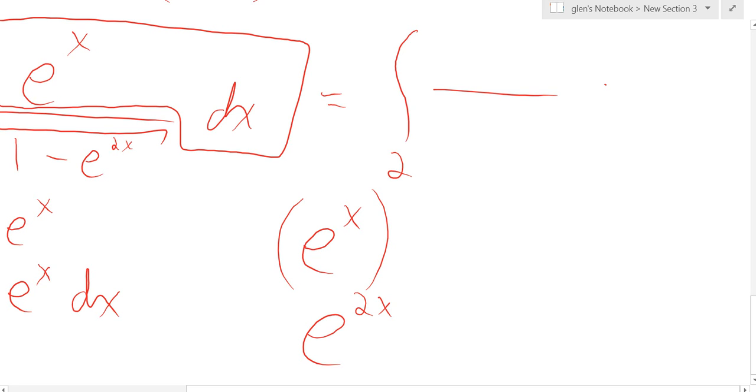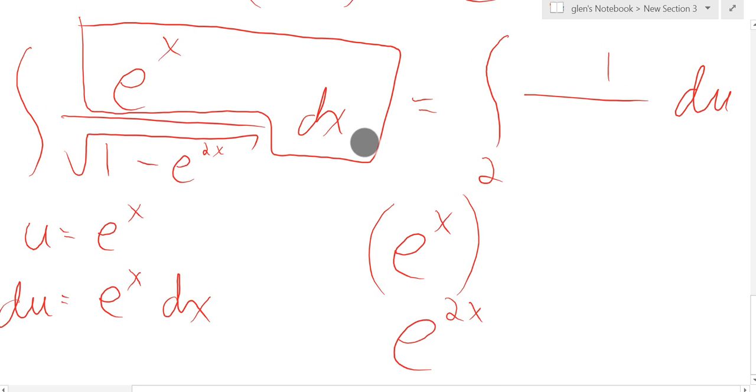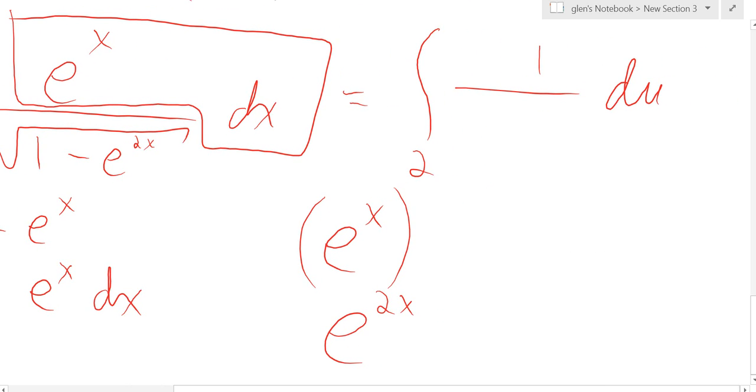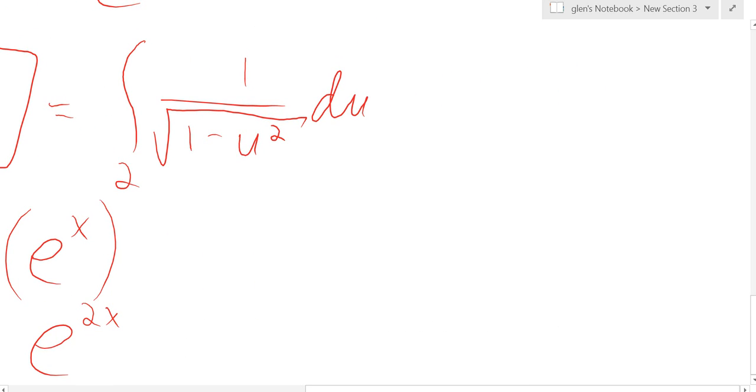Is u not 1 over e to the x? No, u is e to the x, because then we get the square root of 1 minus e to the 2x, which is the same thing as e to the x squared. So that becomes u squared. And we know a rule for that. That's just arc sine of u. But u is e to the x.